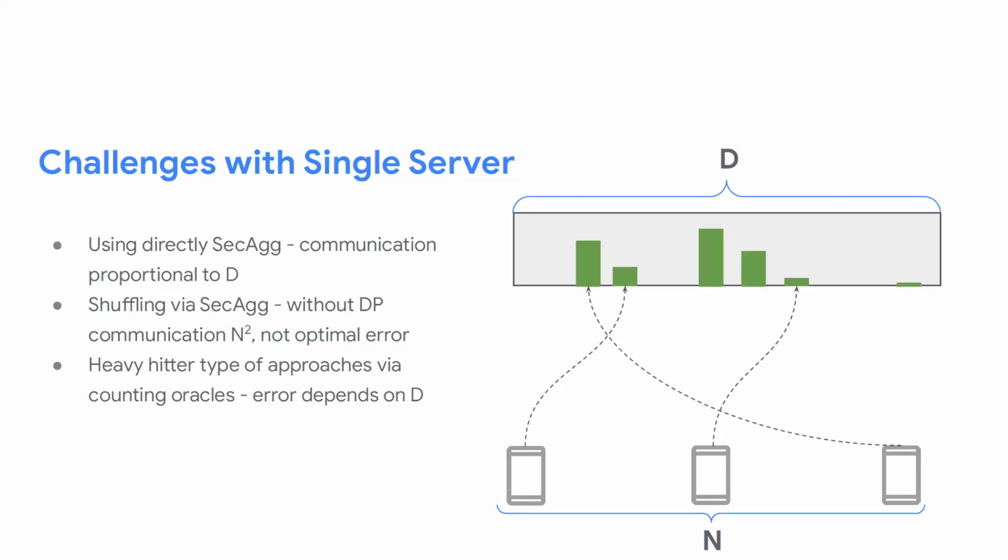Using secure aggregation directly in this black box way, there is no way, as the communication explodes with the domain size. Trying to go through these shuffling techniques that use secure aggregation, again, you don't get the optimal DP parameters that you want, and the communication is quadratic in the number of clients, not linear. There are a bunch of heavy hitter type of solutions that come from the DP community, which rely on these counting oracles, but those don't get you independence of the error from D. These things depend on D in terms of error.